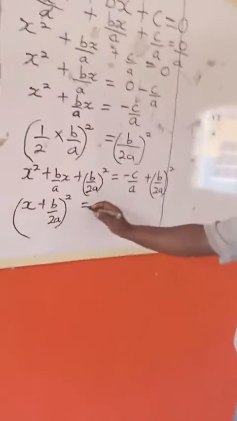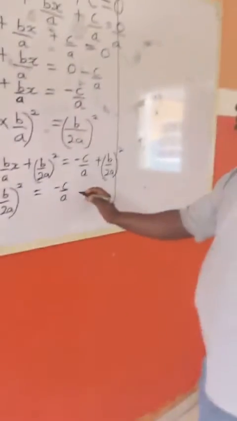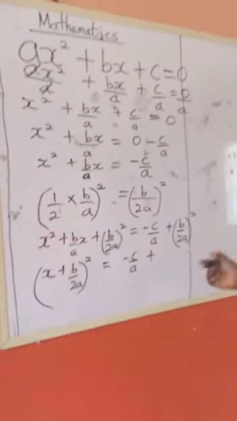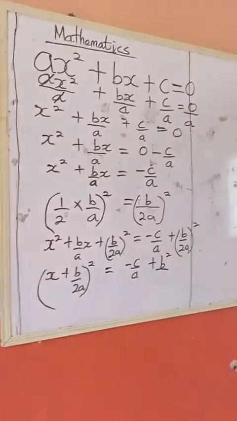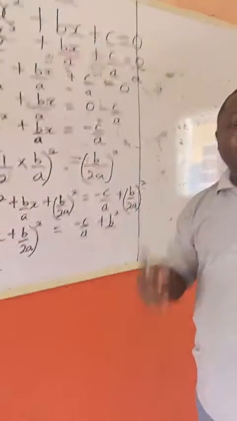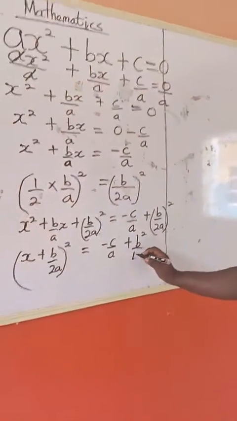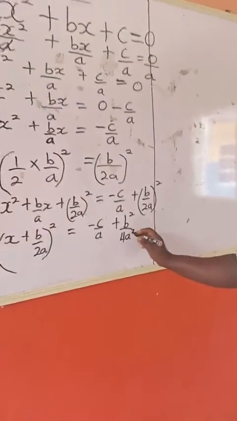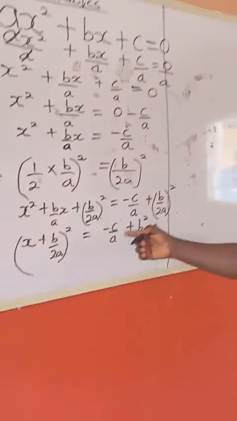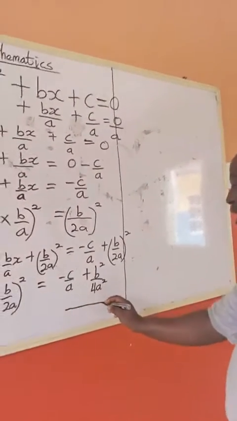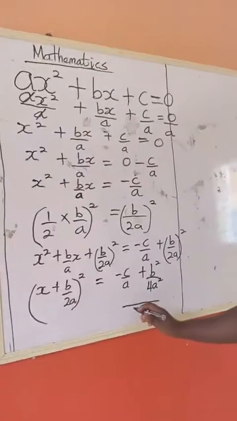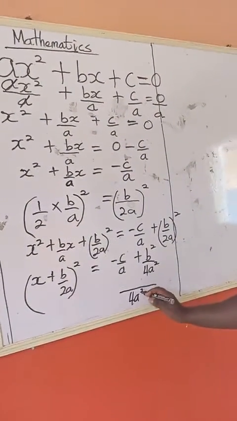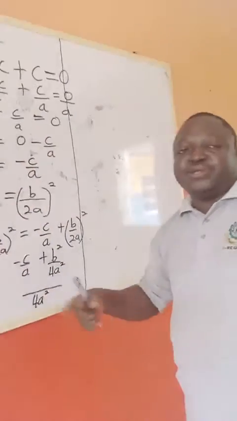So let's continue. This is minus c over a plus b raised to power 2, that is b squared, all over 2a raised to power 2, which means 2a times 2a. So 2 times 2 is 4, times a squared. Then these are fractions, so we need to find the LCM. The LCM of a and 4a squared is 4a squared. Now, as usual, we want to use the LCM to divide each of the denominators.